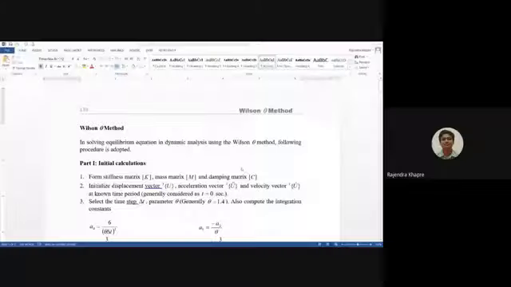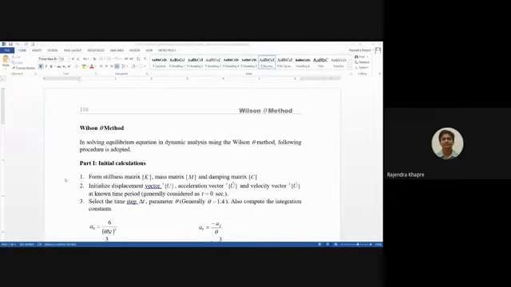So coming to the last part, I'll be quick in this particular topic. This is the last method, and this method is called the Wilson theta method. Here in the Wilson theta method also, the process of getting the response of the structure is once again divided into two parts. One is the initial calculation and the second one is the stepwise calculation.